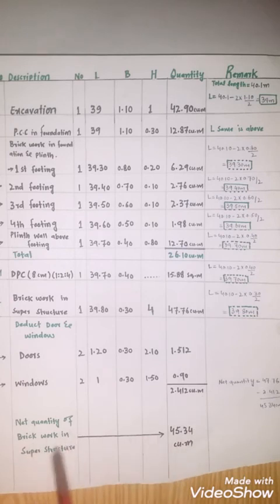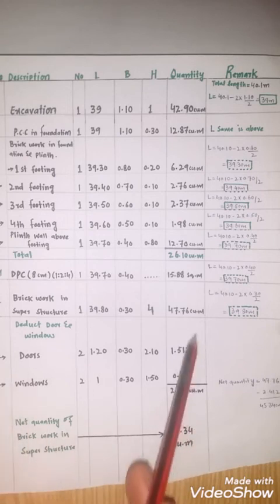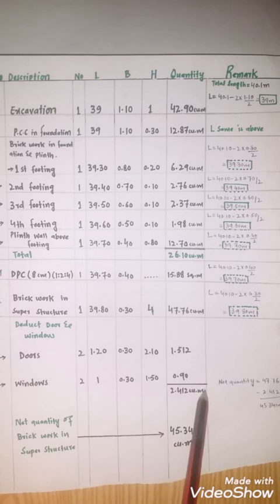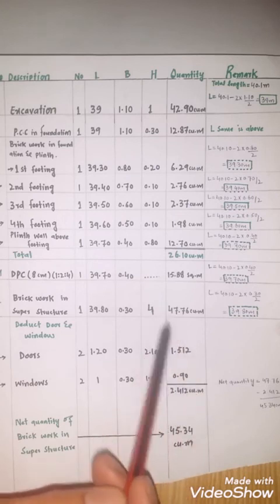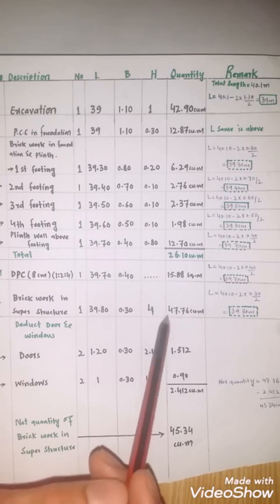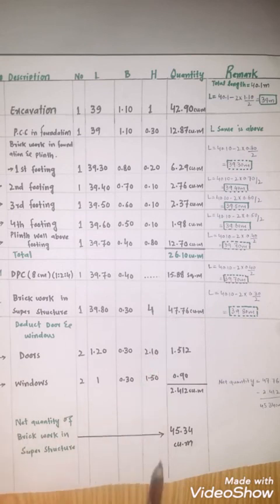The net quantity of brickwork in superstructure is equal to 45.34 cubic meter. I just subtract the volume of door and window from total volume of brickwork in superstructure. This is the volume of brickwork in superstructure, which is equal to 45.34 cubic meter.